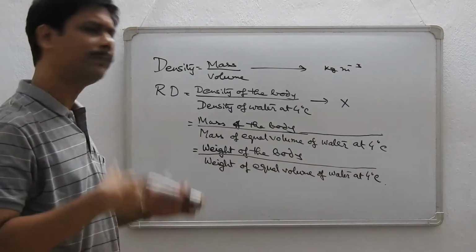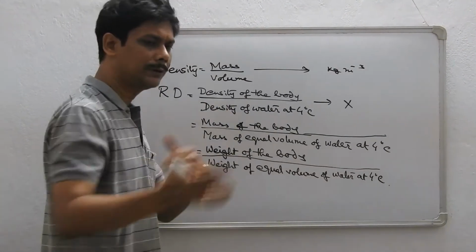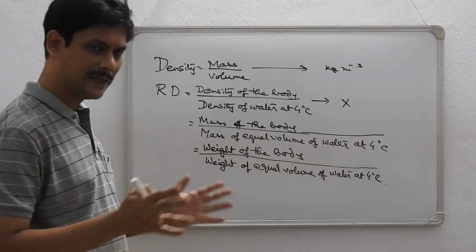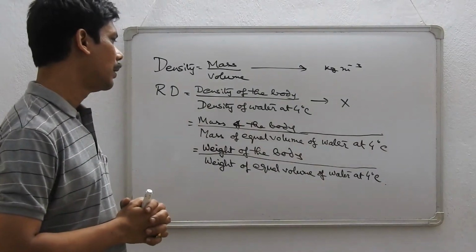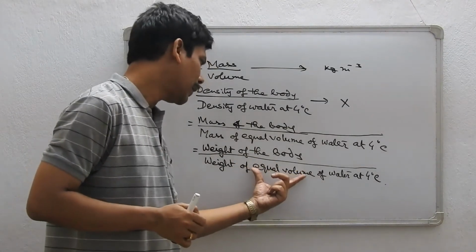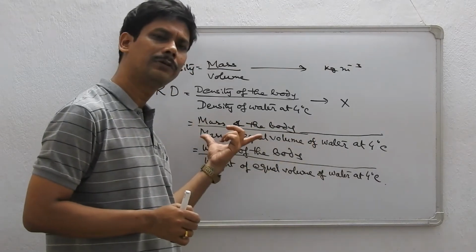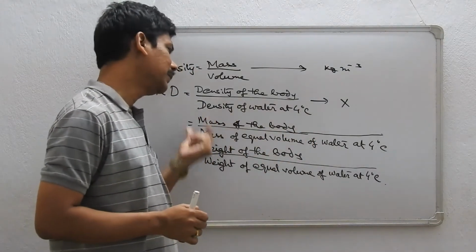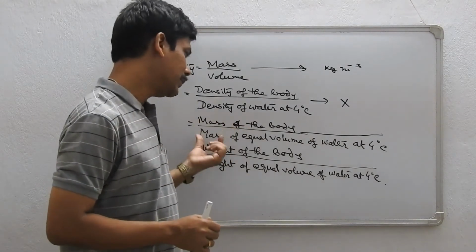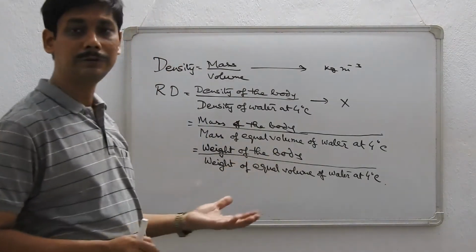Now, why 4 degree centigrade? Because density of water is maximum at 4 degree centigrade, and for all other temperatures, the density is less than 1. And why equal volume? If it is not equal volume, then volume is not going to cancel out, and therefore we cannot get a ratio of masses. If we take equal volume, it is simply a ratio of the masses, and hence a ratio of the weights. Again, ratio of two similar quantities does not have any unit.